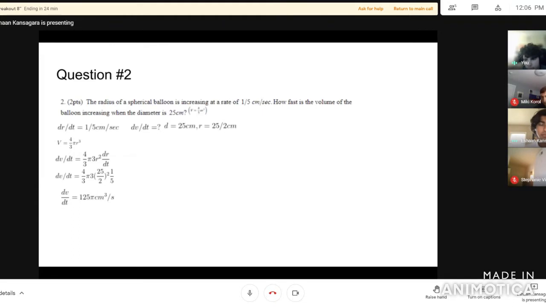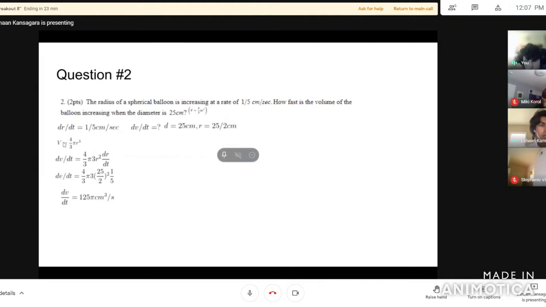So for question 2, the question is asking to find the volume rate given the radius rate and the diameter at a certain time. So first you write down your knowns, which is the dr/dt, the radius rate of change, which is 1/5 centimeter per second. And we're trying to find the change in volume. We have the diameter, which is 25 centimeters, meaning the radius is 25 over 2 centimeters.